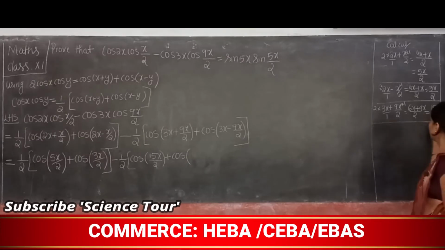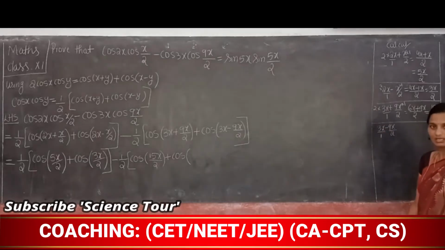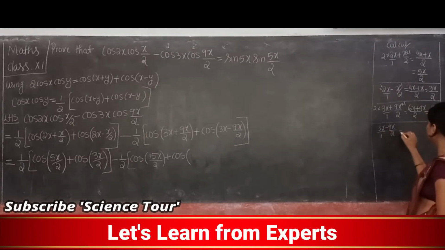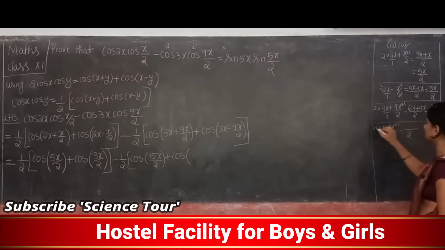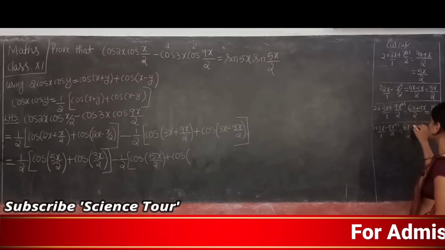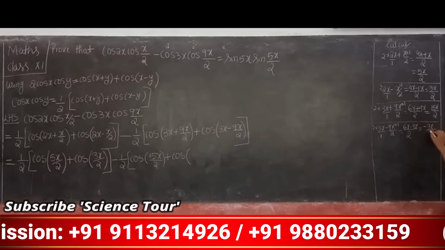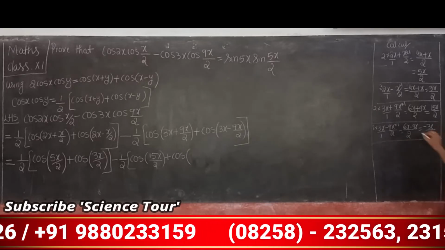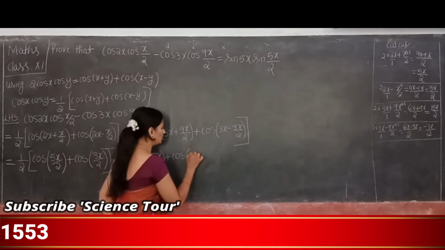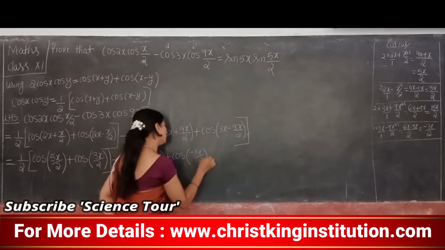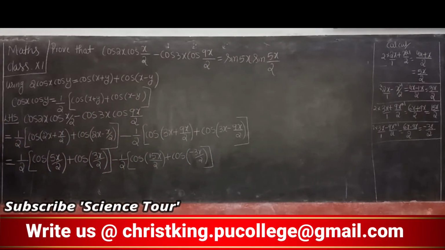So now 3x minus 9x divided by 2. 3x means 3x by 1. So 1 and 2, the LCM is 2. 1 how much? 1 2s are 2. 2 how much? 2 1s are 2. 2 into 3 is 6x minus 9x. So 6x minus 9x is minus 3x divided by 2. Correct, no? So 3x minus 9x divided by 2 is minus 3x divided by 2. So close this bracket. Is this clear? Simplification? Yes.